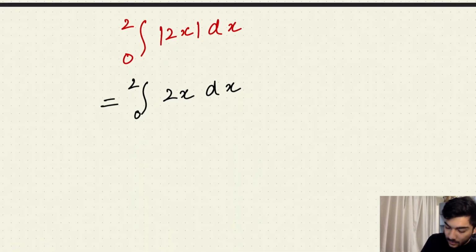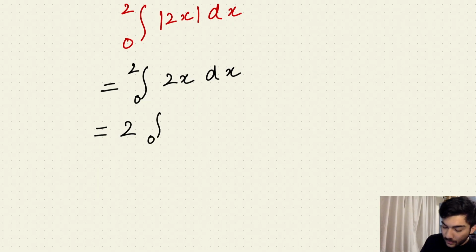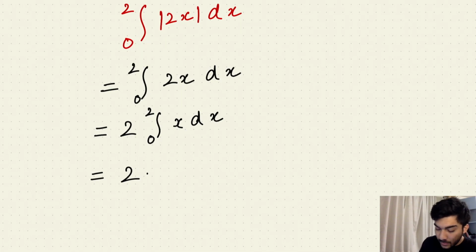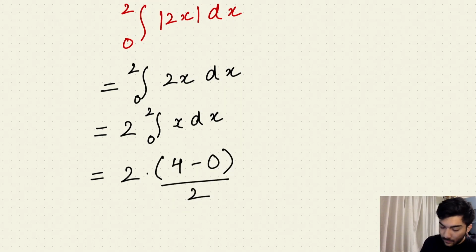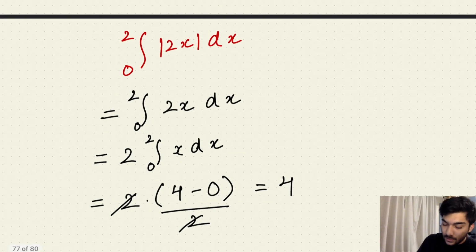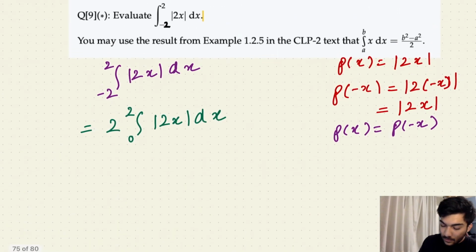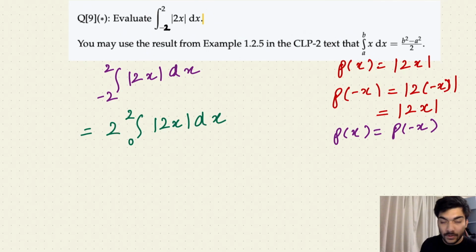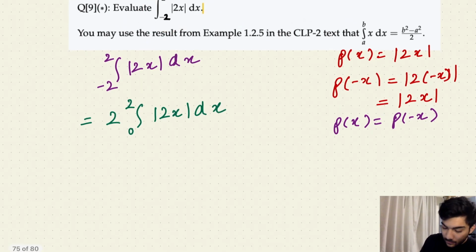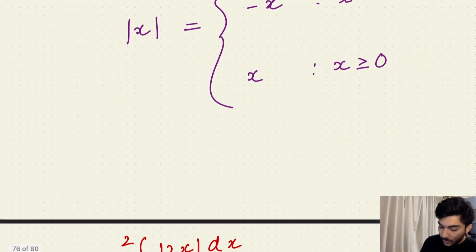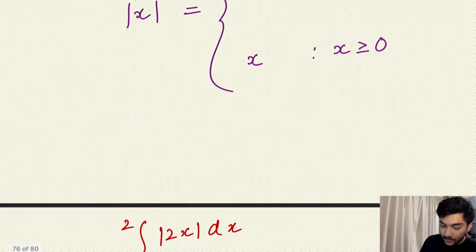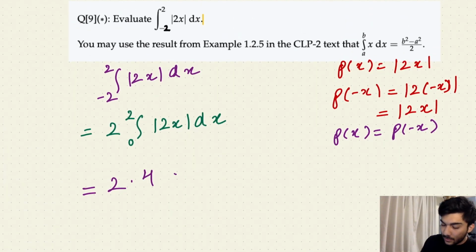Let's take the 2 out. So it would become 2 times the integral from 0 to 2 of x dx, and the definite integral expression would be simplified to (b square minus a square) upon 2. Since in this case my b is 2, b square would be 4, a is 0, a square would be 0, and this is divided by 2. And if we simplify it down, it's 4. So now we know that the integral from 0 to 2 of mod of 2x dx is 4. But in the original expression, we have to calculate twice of this in order to solve for this answer, right? So the final answer would be 2 times 4, which is 8.